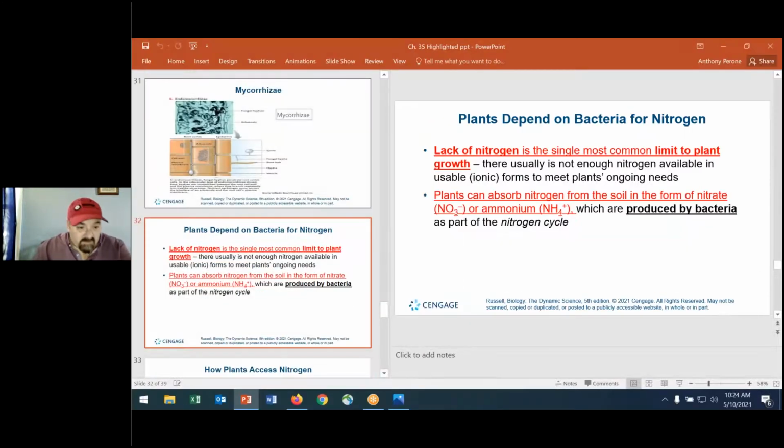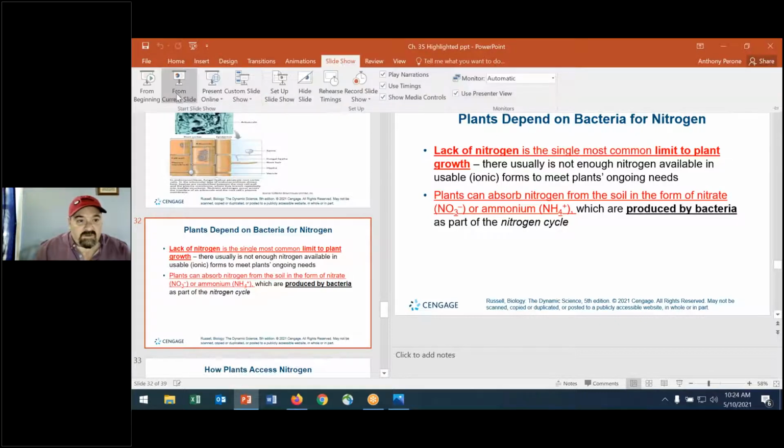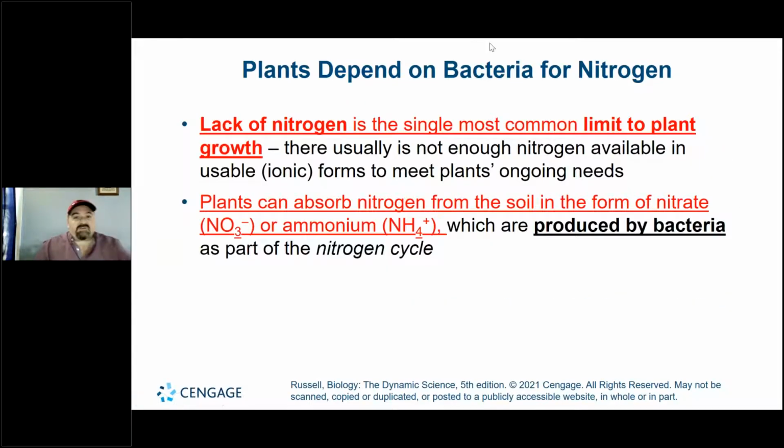I think there's another couple questions. Another few more slides to go and we're done for today. You see here the dependence on bacteria for nitrogen. Nitrogen is a nutrient that's essential. Lack of nitrogen is the single most common limit to plant growth. That's an important statement right there: nitrogen, the single most common limit to plant growth.